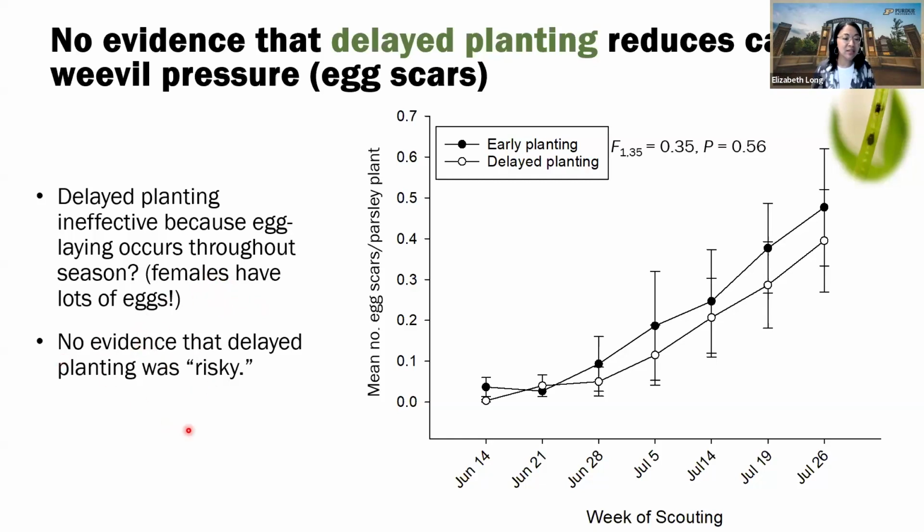We didn't find evidence that delayed planting was risky, at least not in the particular year that we did this work. And maybe that's not surprising, but if it was a typical year, if it had been really dry, or maybe rains had been a little late, we may have seen some reduced stand or fields not looking as good based on crop germination.